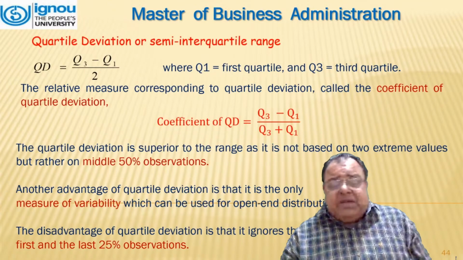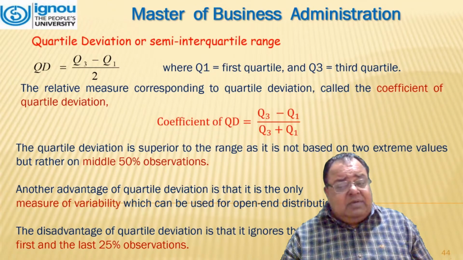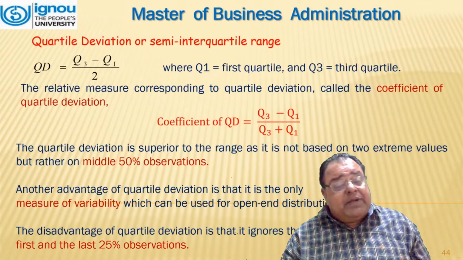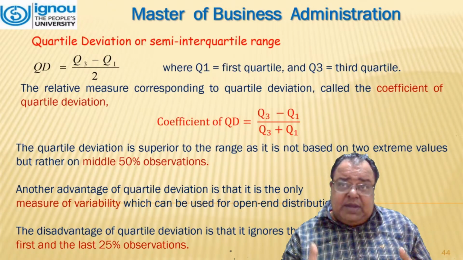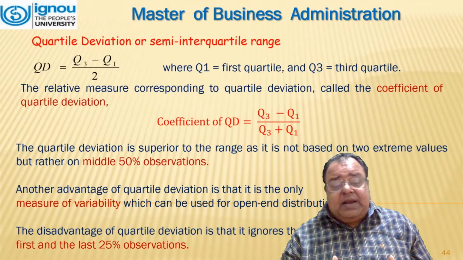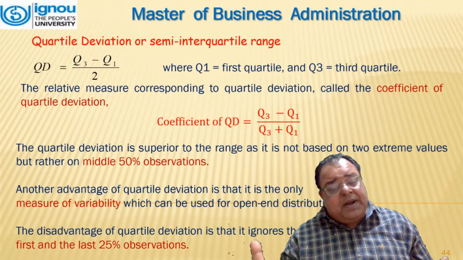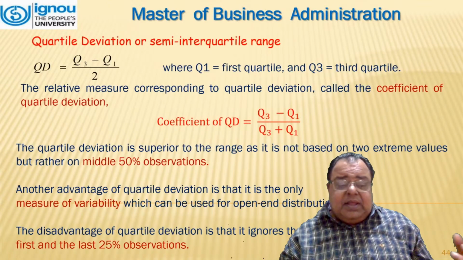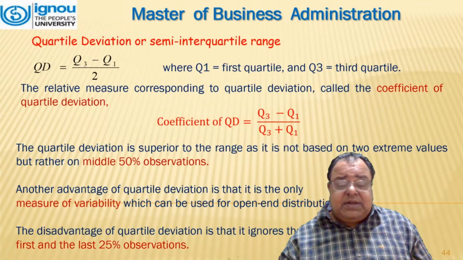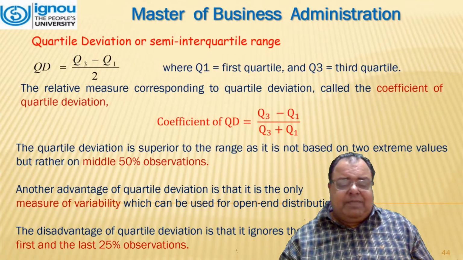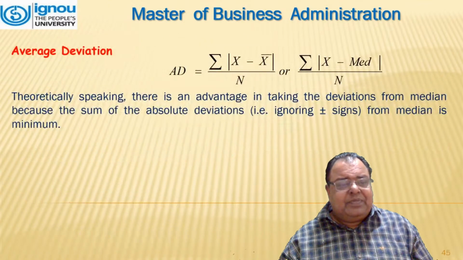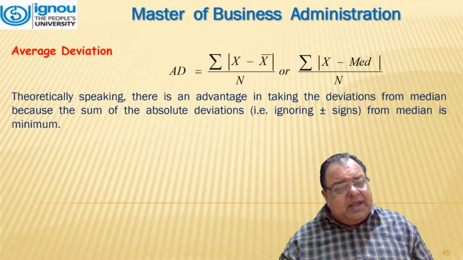The quartile deviation is superior to range and it is not based on the extreme values but rather on the middle 50% of observations. Another advantage of quartile deviation is that it is the only measure of variability which can be used for open-ended distributions. The disadvantage of quartile deviation is that it ignores the first and the last 25% of the observations. We have seen average deviation.